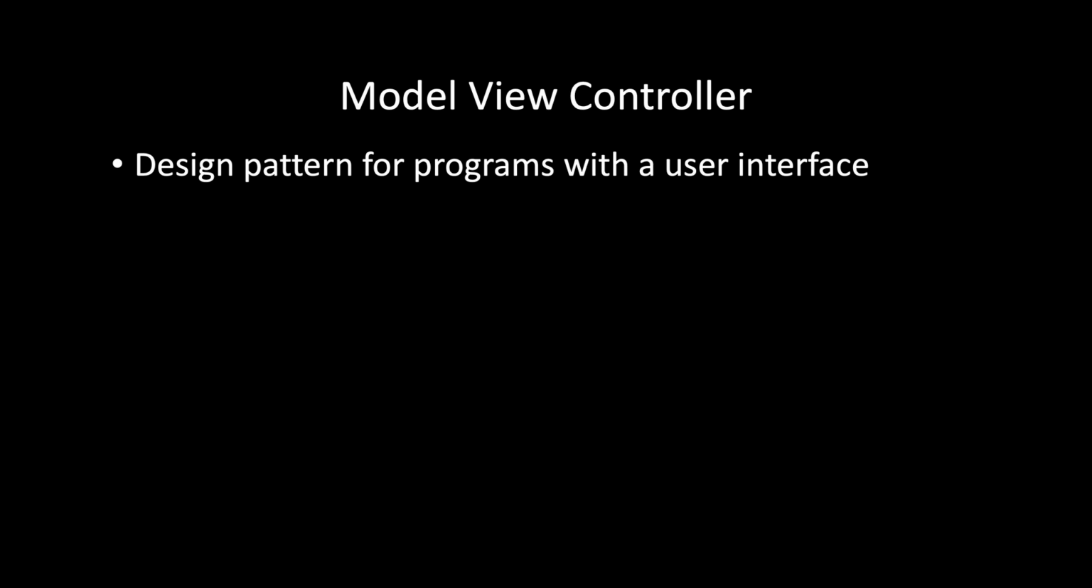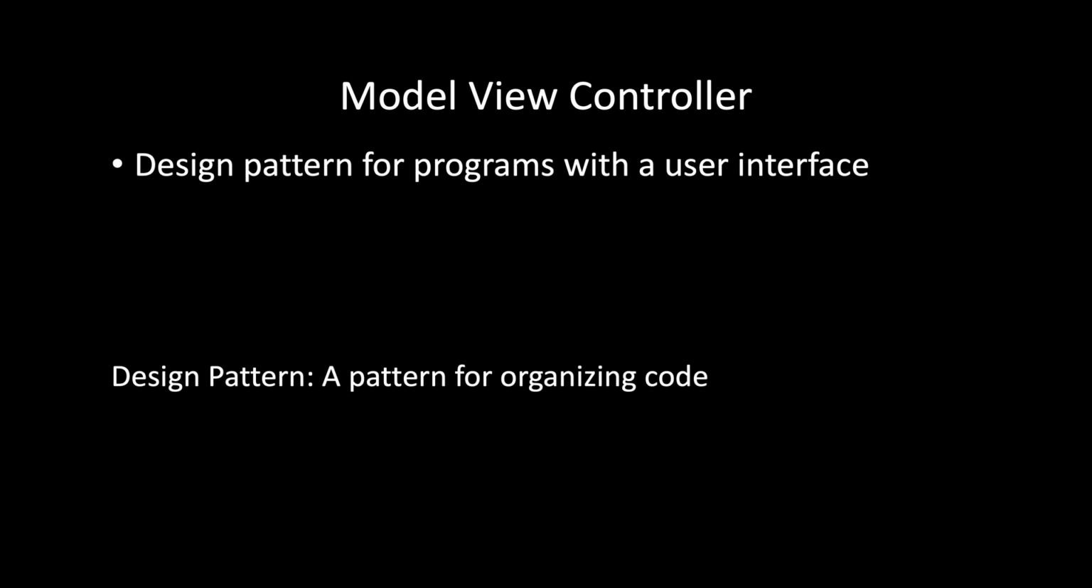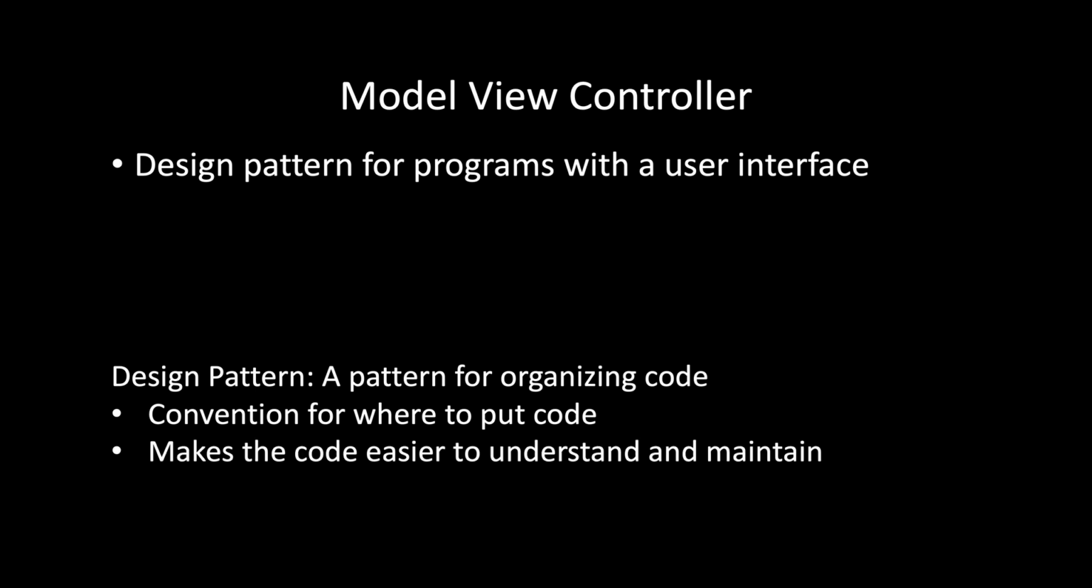Now, of course, some of you are probably wondering, what is a design pattern? Well, in general, a design pattern is a pattern we use when writing a program. And that can be, as in the case of Model View Controller, a pattern for laying out how our code is organized, where we put different parts of our application. Another way to look at that is a convention of where to put certain types of code. Now, we do this because by following these conventions and these patterns, it makes the code easier to understand and maintain. I'll come back and explain this a little bit more after we see what the design pattern looks like.